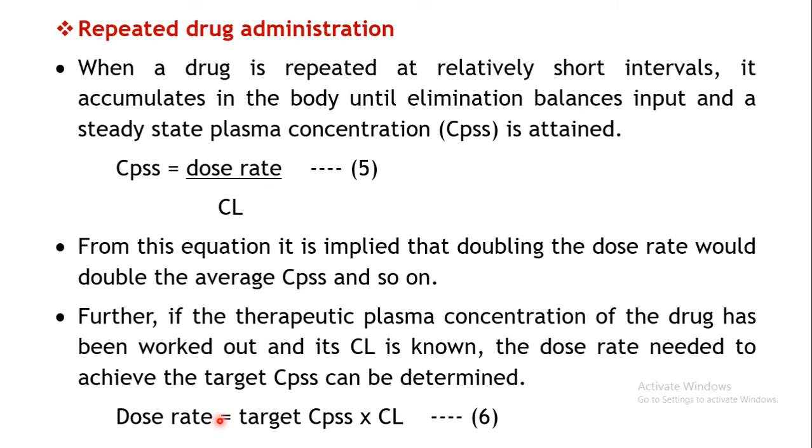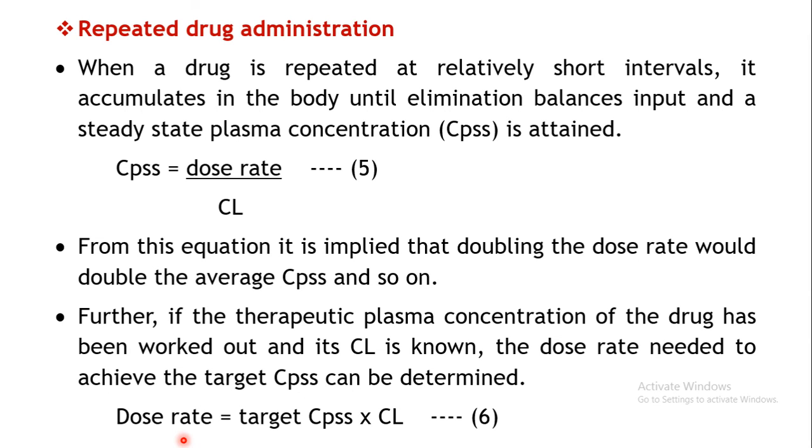So dose rate for a particular drug can be found from the target CPSS, that is you want this particular plasma concentration, say 50 microgram per ml is your target CPSS. You know the clearance of that particular drug. So when you multiply both these values, you will get the dose rate. What should be the dose rate? At what rate you are supposed to administer that drug to the particular patient.